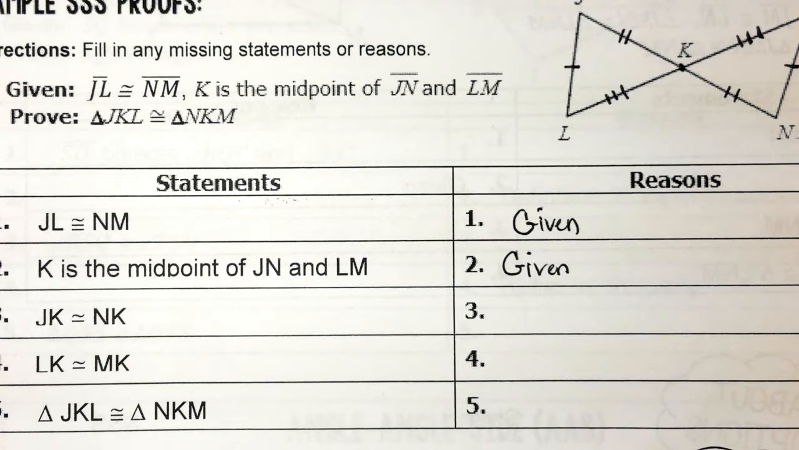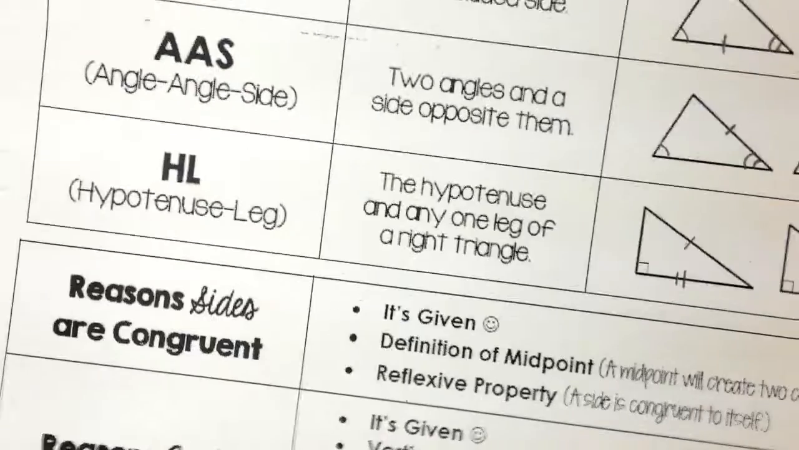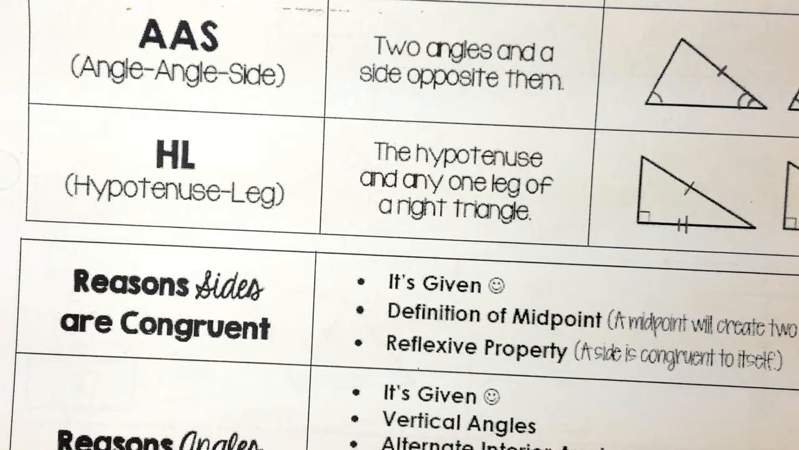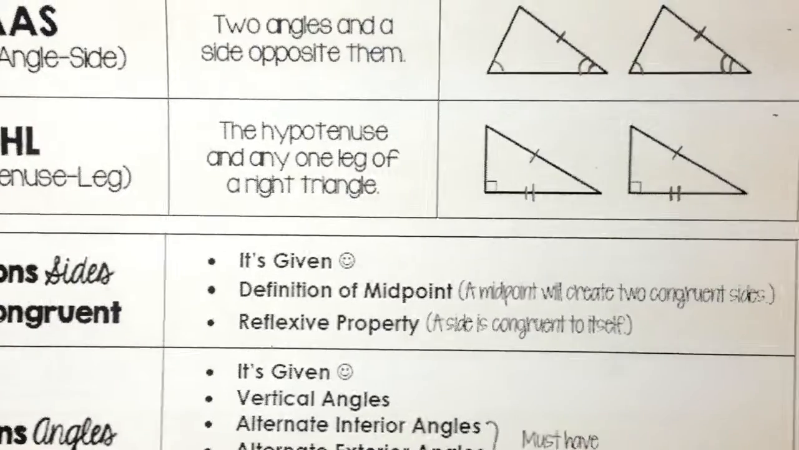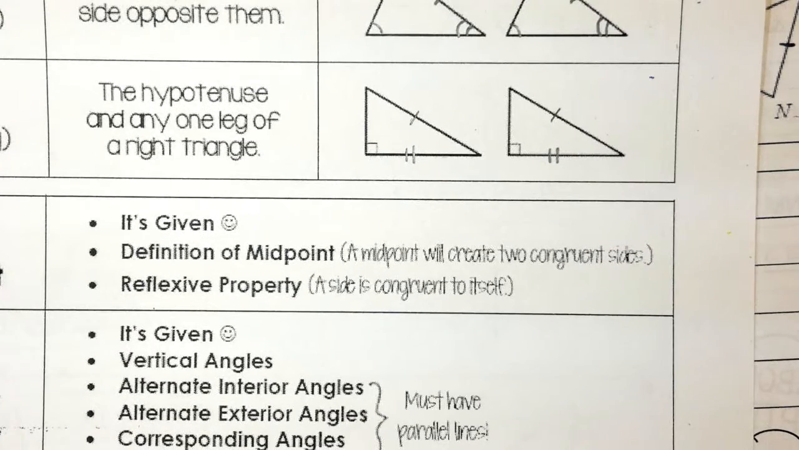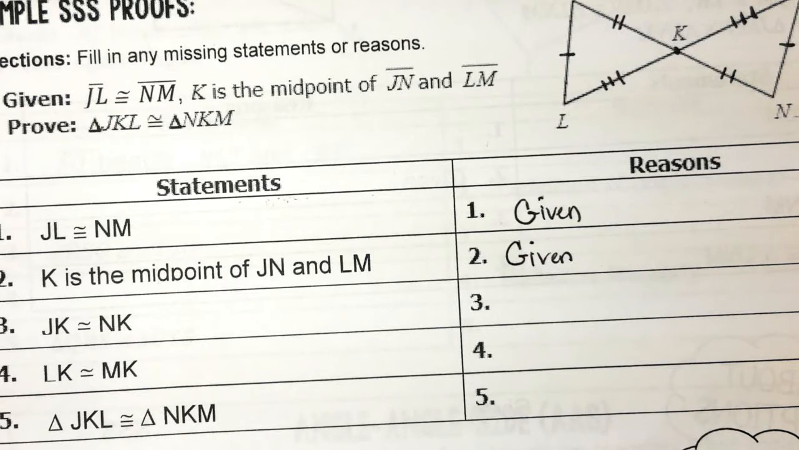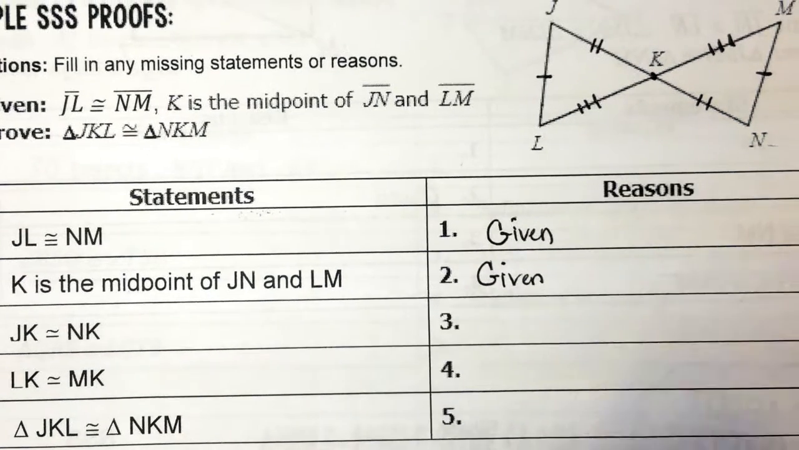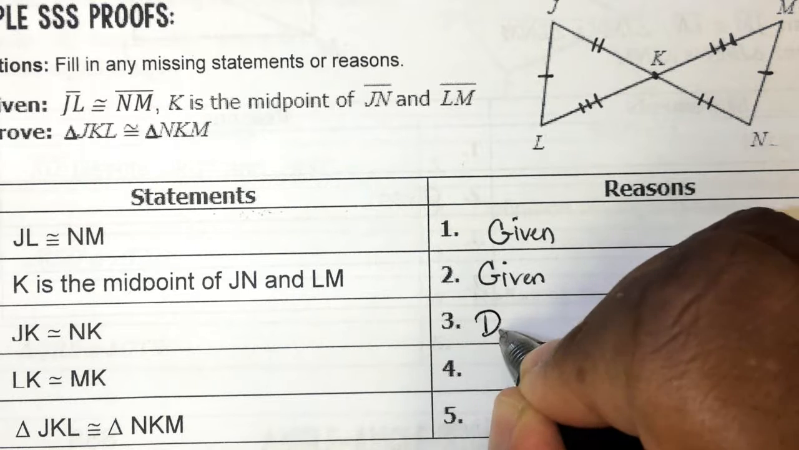Definition of a midpoint. Look at the sheet. Reason sides are congruent. We only give you 3, really. Reasons we will prove sides congruent. Definition of a midpoint. And it says out to the side, a midpoint will create 2 congruent sides, right? JK and NK, they're 2 congruent sides. We know that because K is the midpoint, so this is definition of a midpoint.